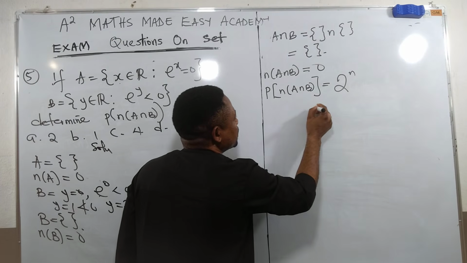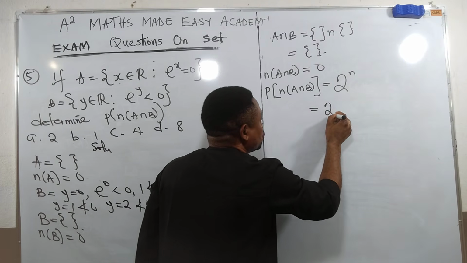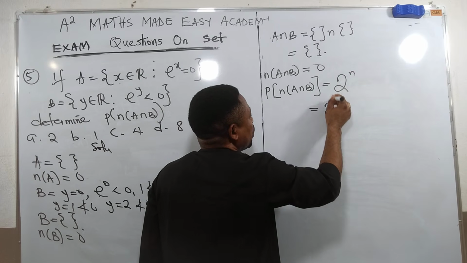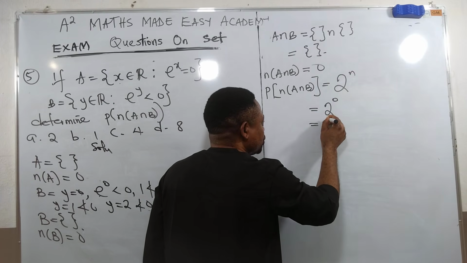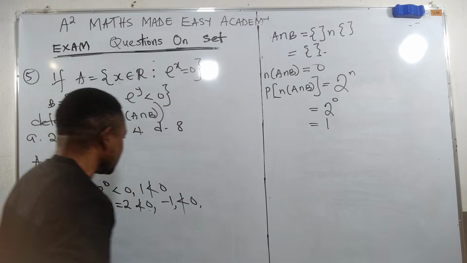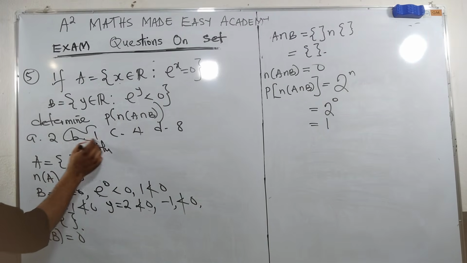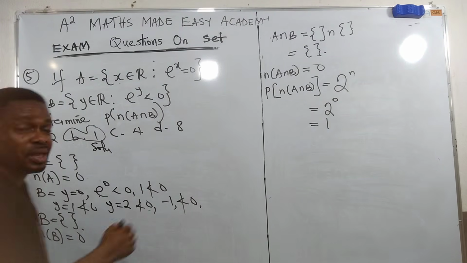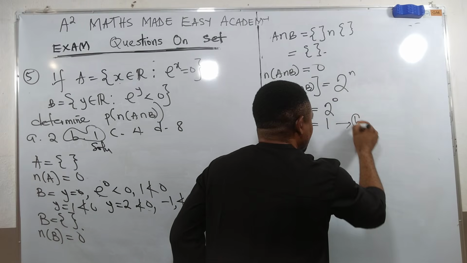I will now say this should not be equal to, identify your 2. What is the cardinality? It is 0. What is 2 raised to power 0? Which is 1 by the law of indices. Do you have 1 in the options? Oh my goodness. The correct answer is option B. Now let's go. This is option B. Are you with me?